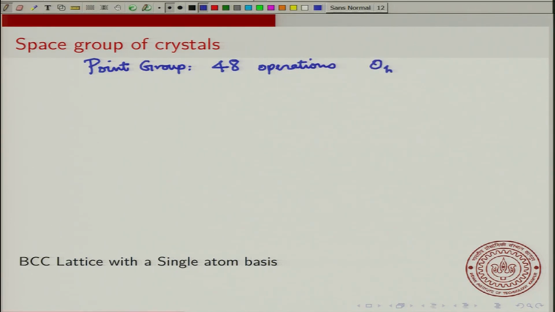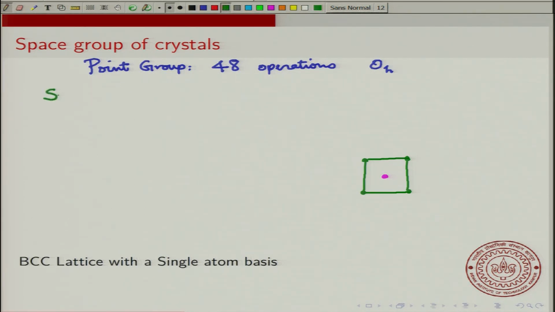This was octahedral. Now in this case the space group, let me maybe draw a BCC crystal here in the planar representation. And you have one at half. This is the atom at the body center, that is at half. Now the 48 operations of octahedral are expanded.